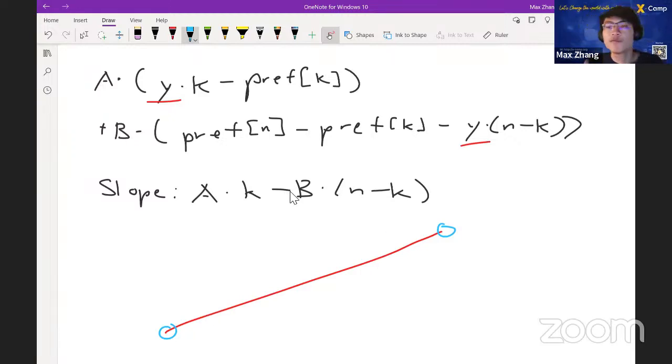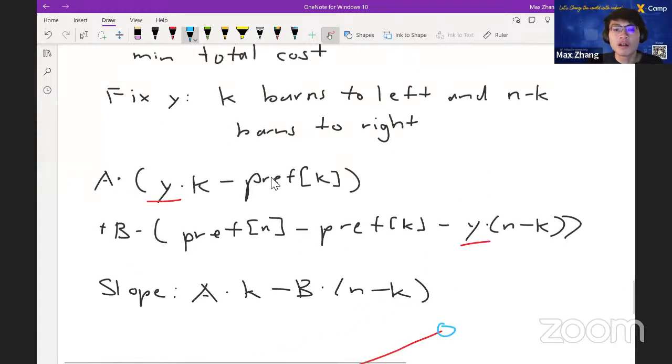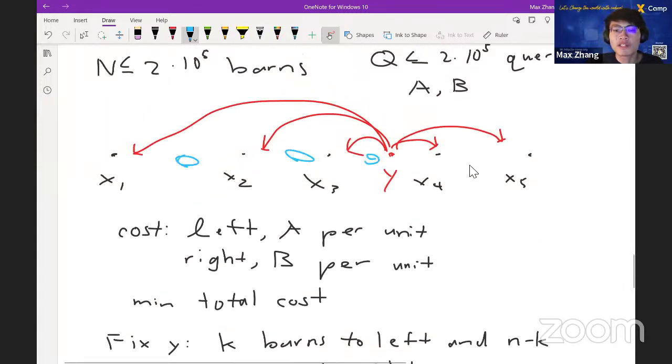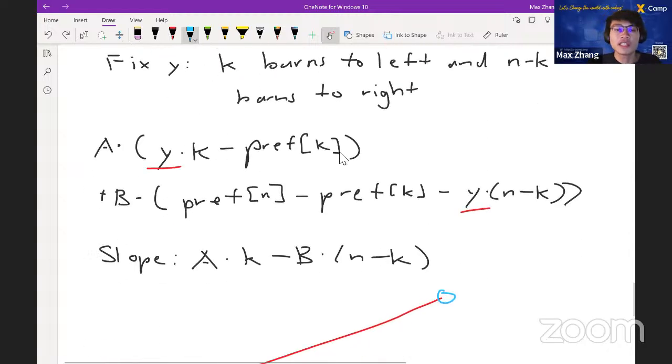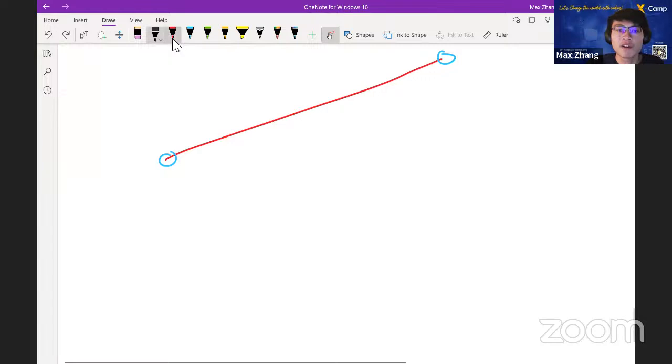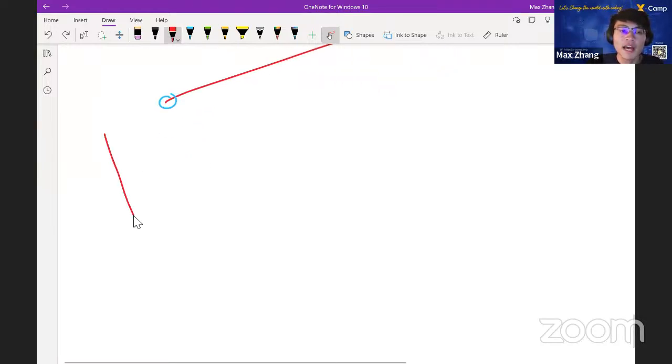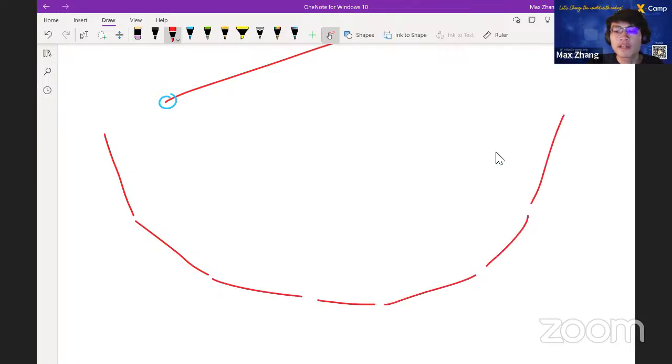Now, this is not the full function, right? Because the full function is going to depend on whether y is here versus here versus here. Depending on which barns y is in between, the k and n minus k are going to change. So the total function overall is going to be a piecewise linear function. It's going to look something like this. As we slide to the right, the slope is going to get steeper versus less steep. And we want to find the global minimum of this function.